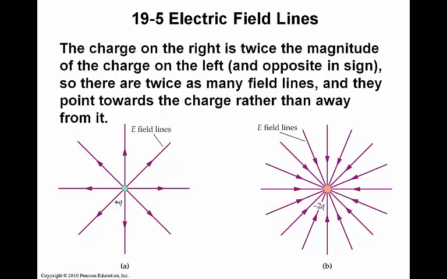So for example, positive Q here has field lines radiating out perpendicular to its surface, away from it. Notice that as you get further from the charge, the lines get further apart because the field gets weaker. If you have a charge that is twice the magnitude, then you'll have twice as many field lines because it's a stronger field. In the second case, we have a negative charge. So it has twice as many field lines, but they're pointing towards the charge because it's negative.